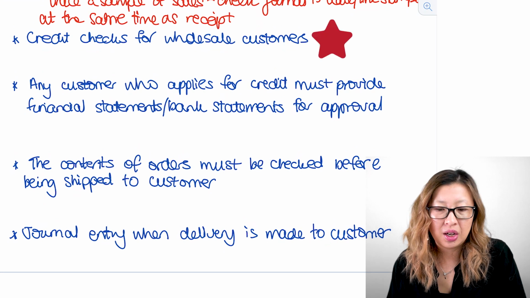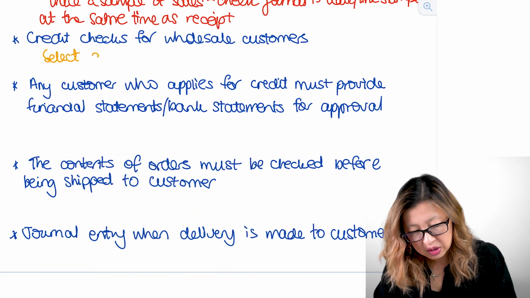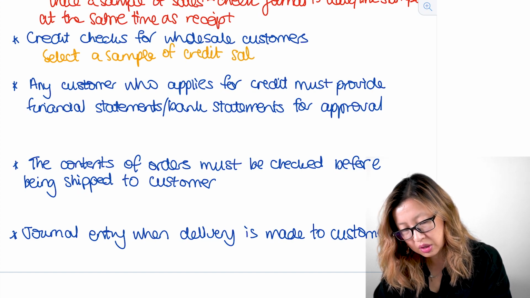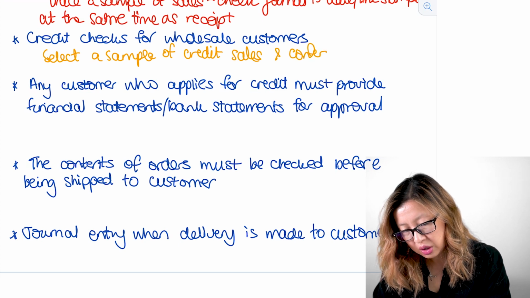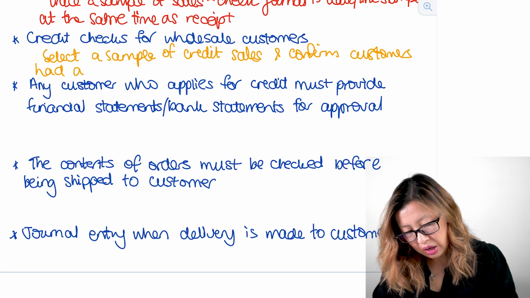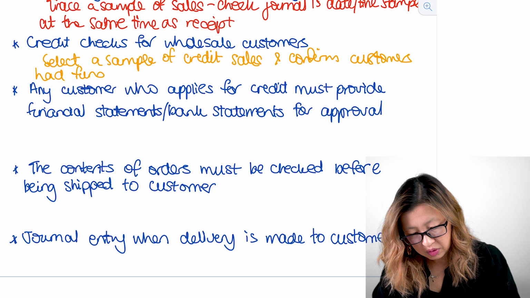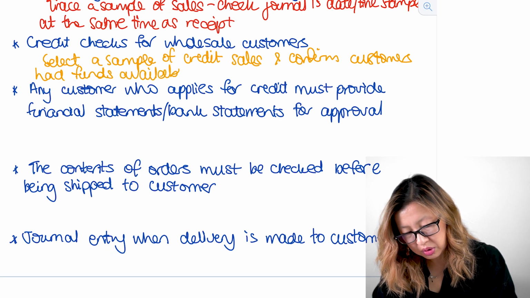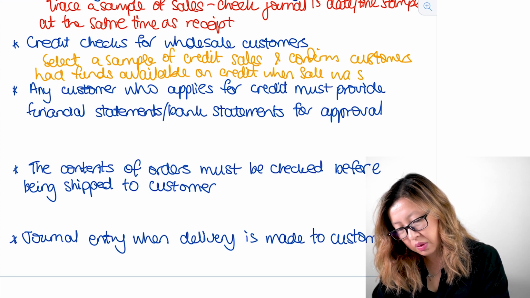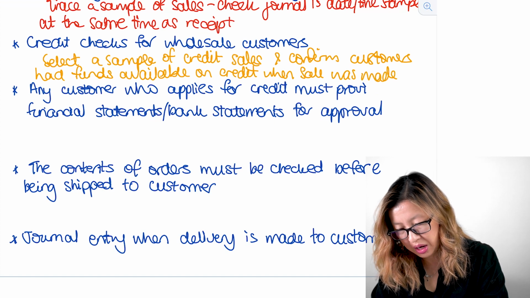The next one is credit checks on wholesale customers. So there we want to select a sample. Let's write this down. Select a sample of credit sales and confirm customers had funds available on credit when the sale was made.